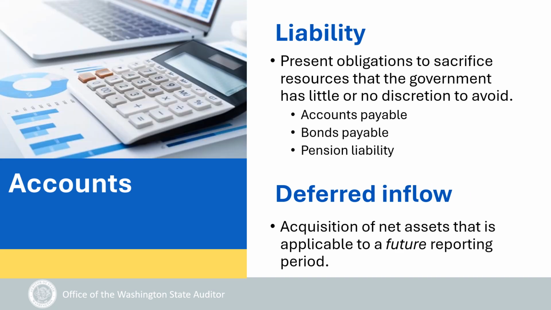Next are liabilities, which are obligations to sacrifice resources that the government has little or no discretion to avoid. Generally, liabilities are legally enforceable. Examples include wages or accounts payable. An employee or vendor provides services to the government, and the government is legally required to pay them for those services. So until the government makes that payment, they have a liability.